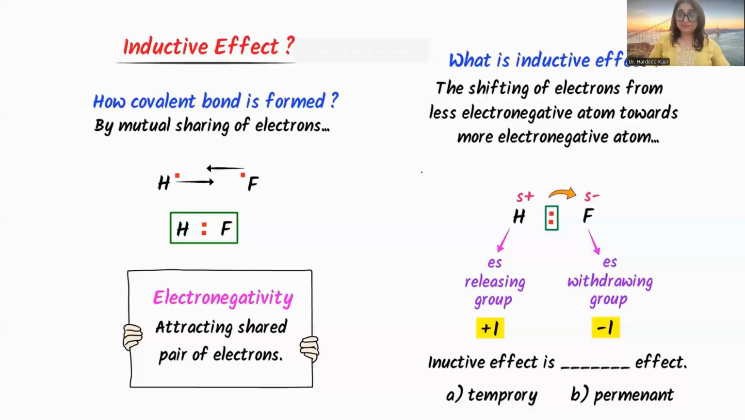So basically, whether it is partial positive or partial negative, it means an electron releasing group or an electron withdrawing group can be attached. That will shift the electrons towards the more electronegative atom. So the inductive effect, yes, it is permanent.